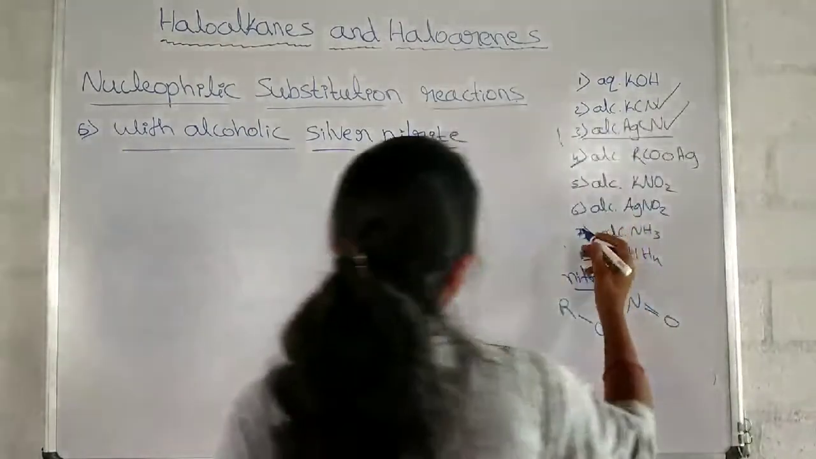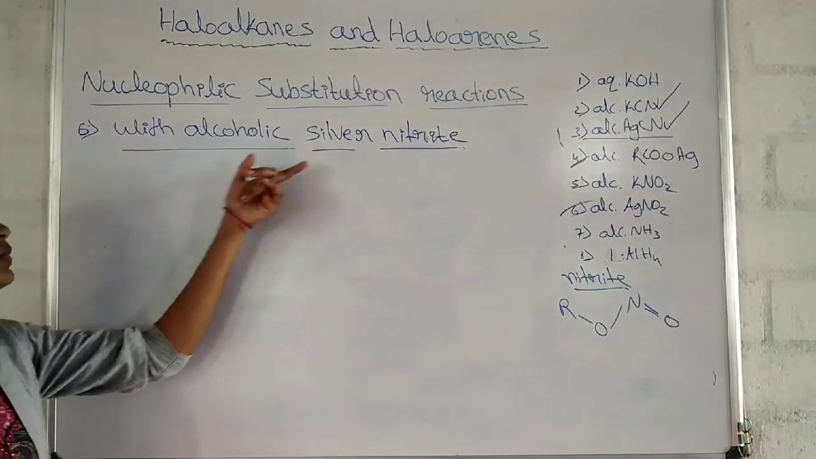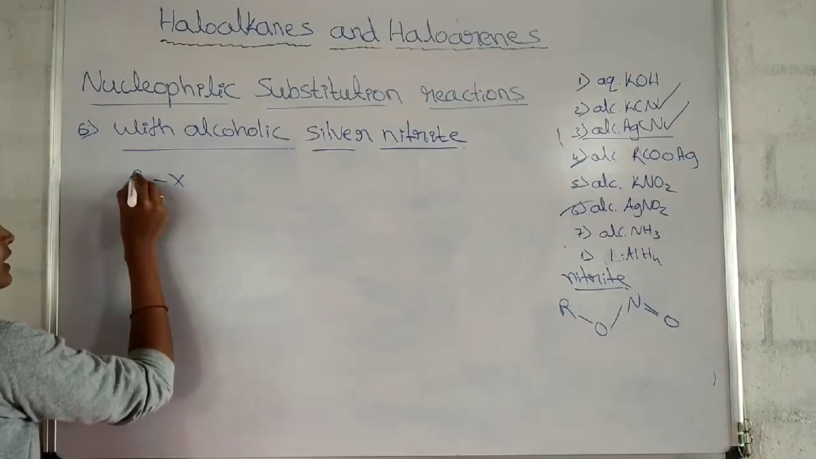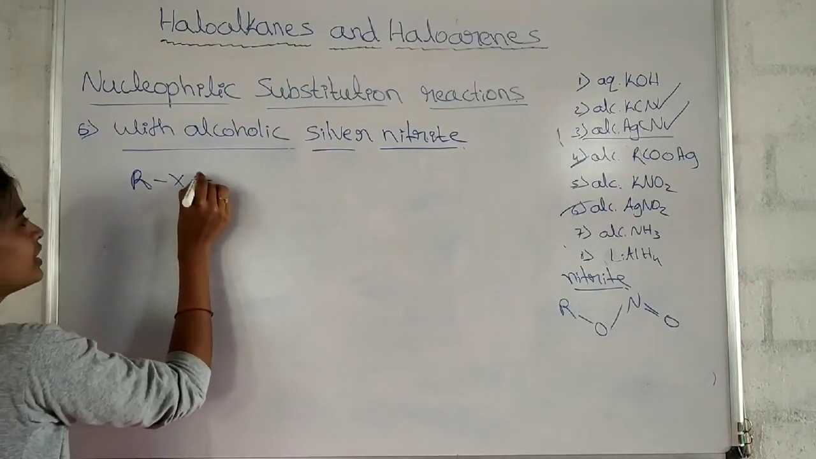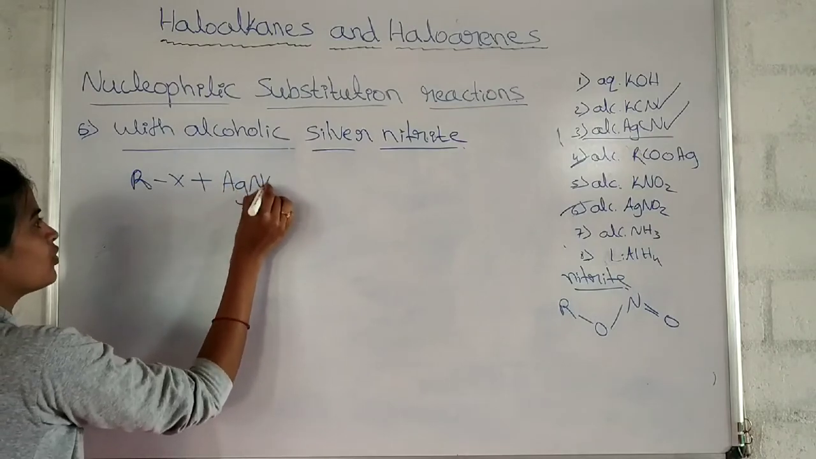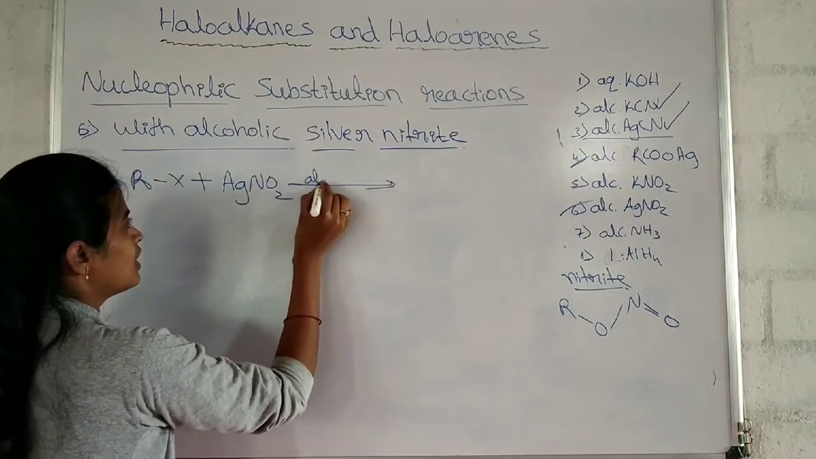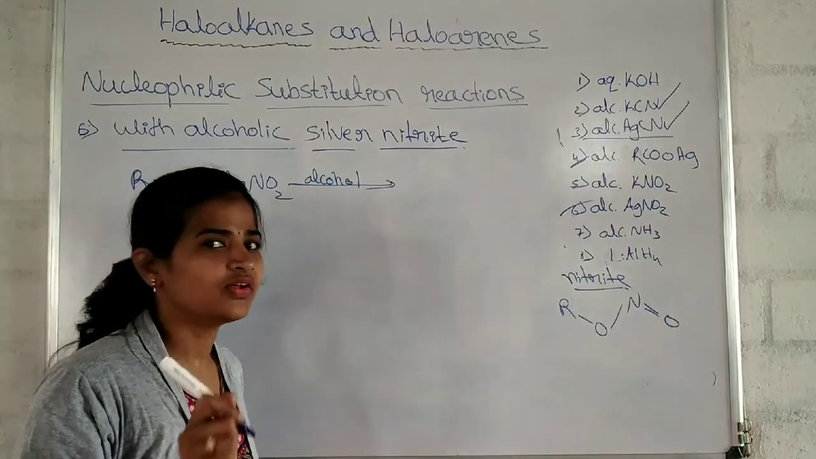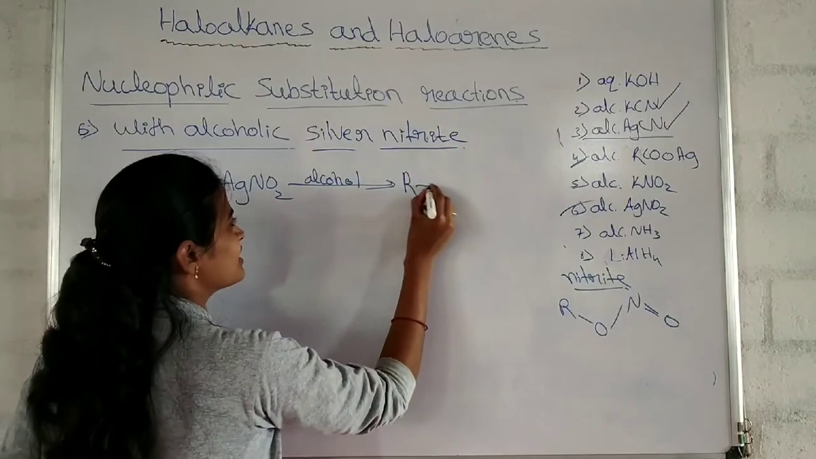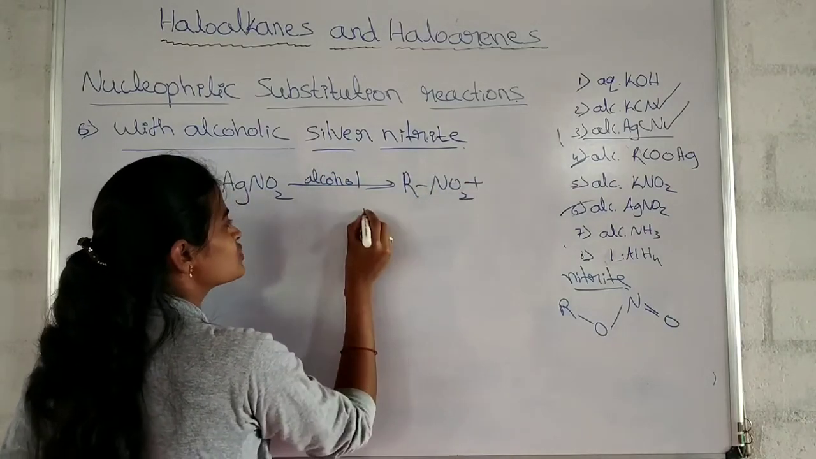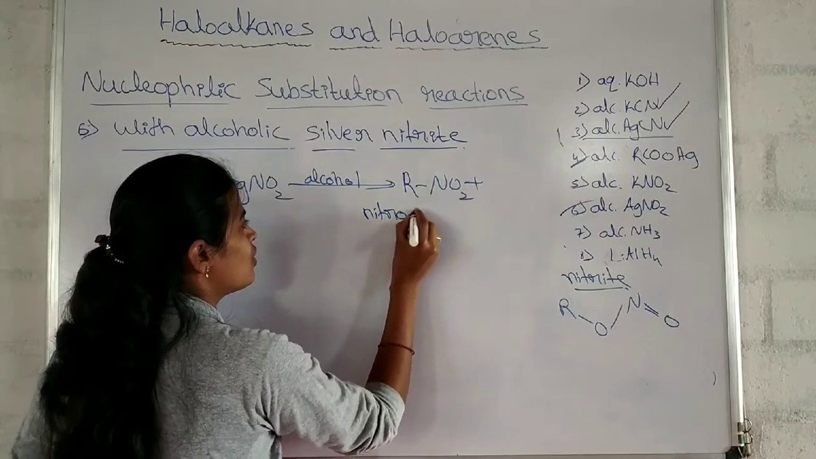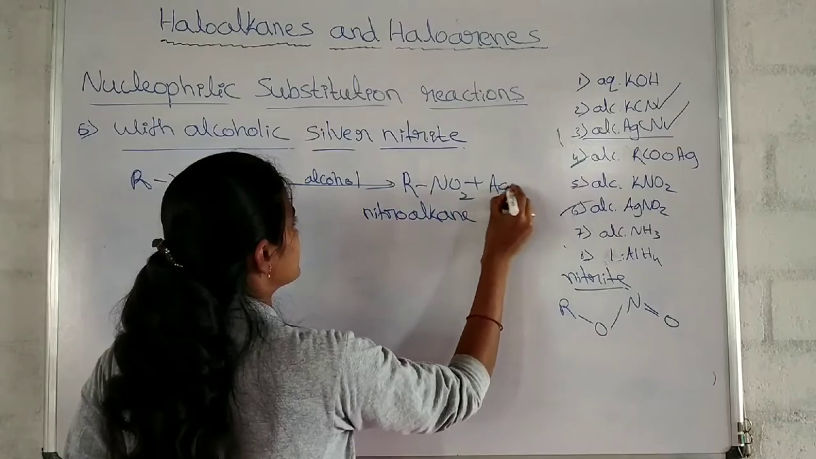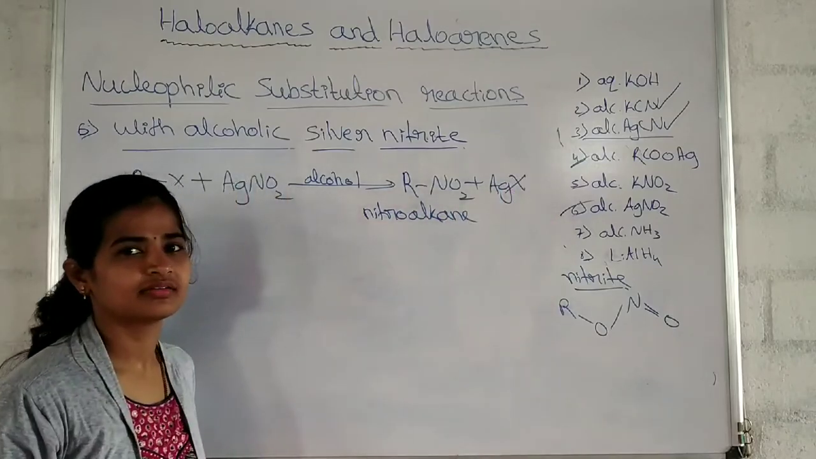Okay. Next one, with silver nitrite, with alcoholic silver nitrite. When alkyl halides are treated with AgNO2 in alcohol, what are you expecting? Alkyl nitrite? Then wrong it is. It forms what? Nitroalkane. It forms nitroalkane.